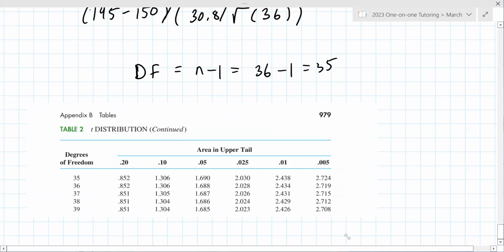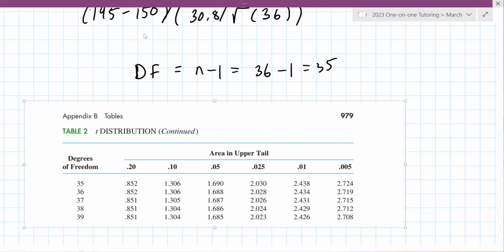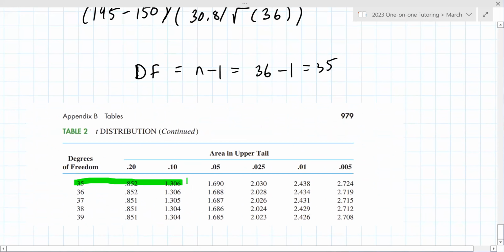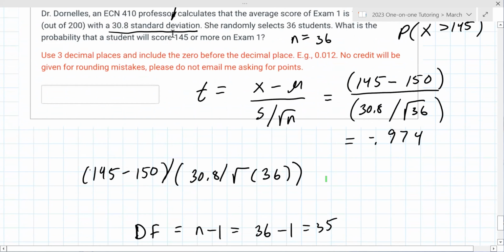And this is where you might have a small issue on your exam. So we're looking at the row 35 and you're trying to figure out which two values your T is between. So your T is minus 0.9974. Is that really right? Yeah, it is.